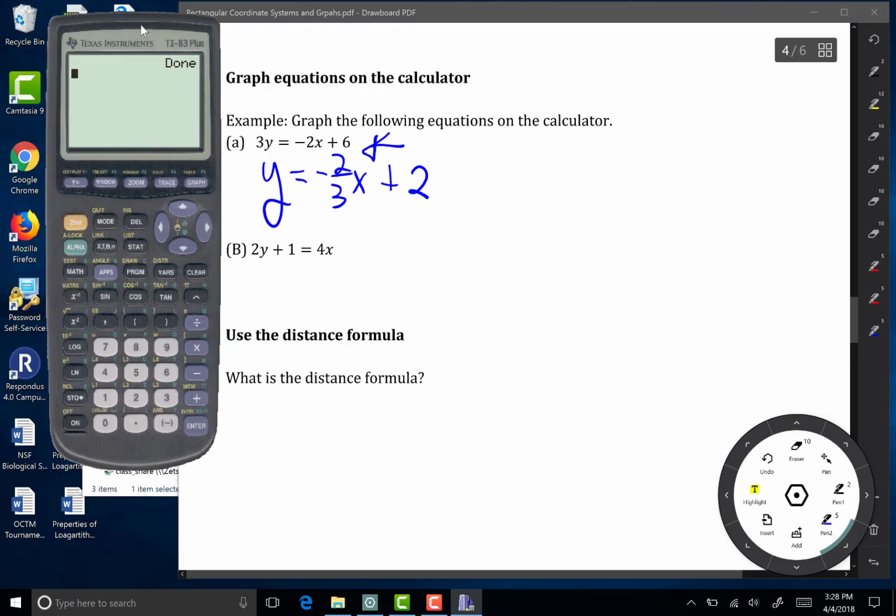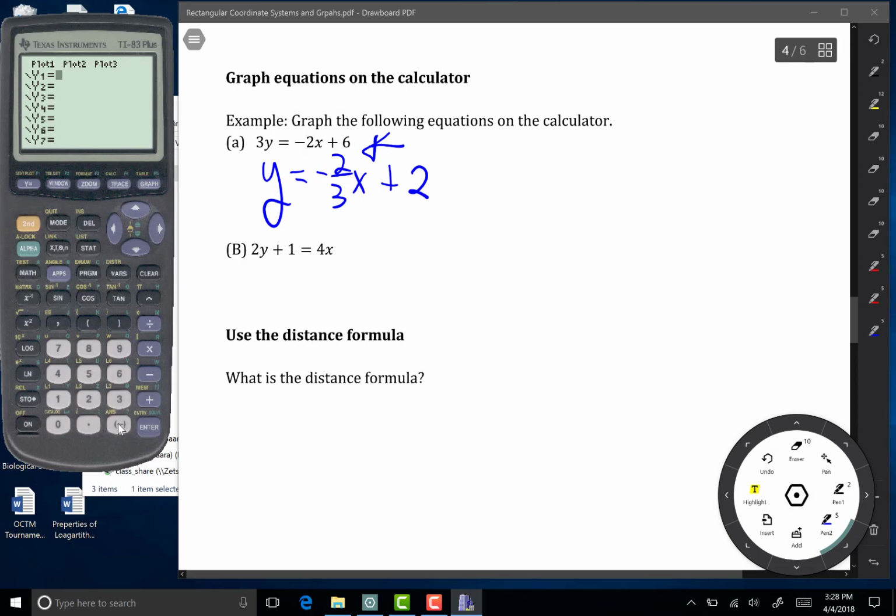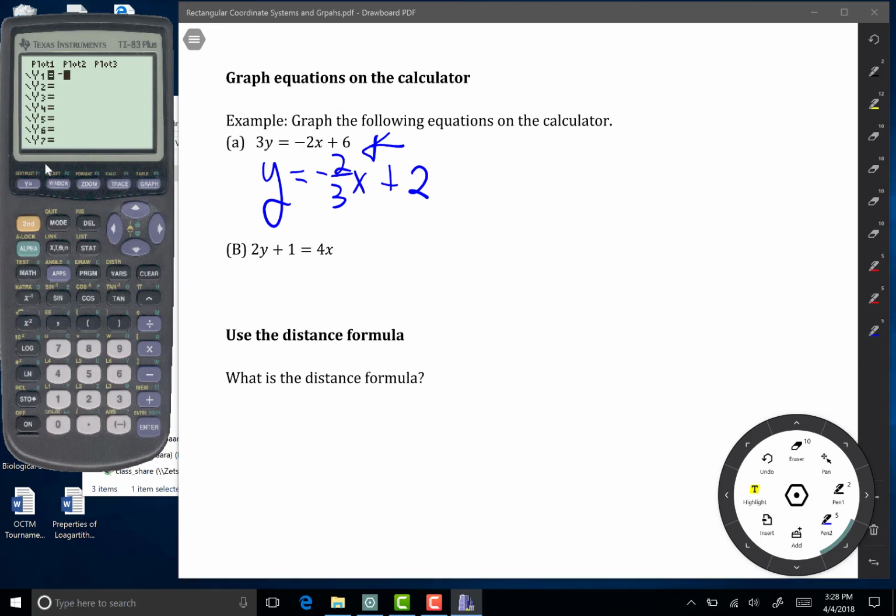So what I'm going to do is I'm going to hit my button right here that says y equals, and I'm going to put in what my y is equal to. So I'm going to put in negative, and then in parentheses, 2 divided by 3 for negative 2/3. Make sure you use this negative button rather than the subtraction button, or else it will yell at you. Then to get the x button, I'm going to use this button right here where it says X,T,theta,n. That's our variable button. And then I'm going to do plus 2.